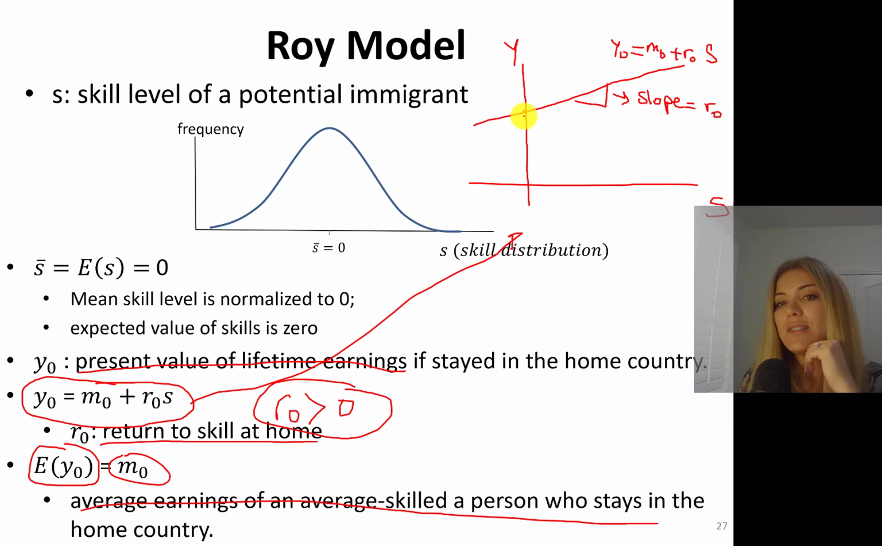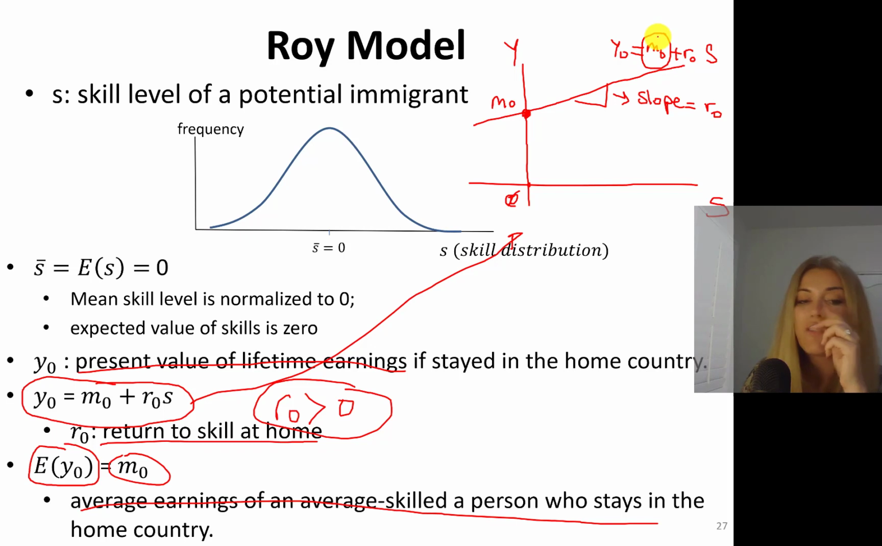What is the intercept here, folks? This is M0, right? Whenever S takes on a value 0 at the origin, this disappears. Y equals M0. That's the average earnings of an average skilled person. So I'm also going to assume M0 is positive. We are hoping average earnings of an average skilled person in the home country, who stays in the home country, is positive. Next.